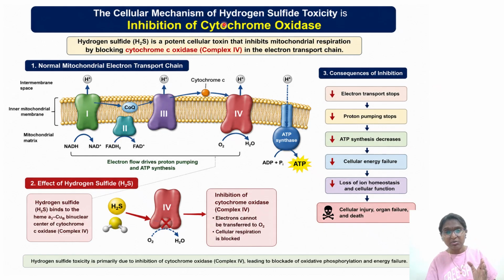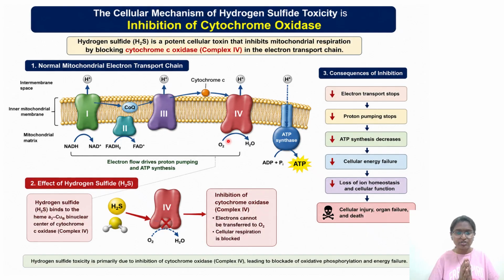The cellular mechanism of hydrogen sulfide toxicity is inhibition of cytochrome oxidase. So this is your plasma phospholipid bilayer membrane. Okay. So this is your inner membrane, intermembrane space, and this is your mitochondrial matrix. This is your inner mitochondrial membrane, this you have to remember. Okay. So in this is the electron transport chain. You have complex 1, complex 2, complex 3, complex 4. Particularly in the case of complex 4, this will be blocked.